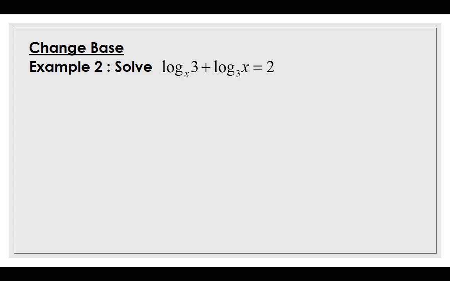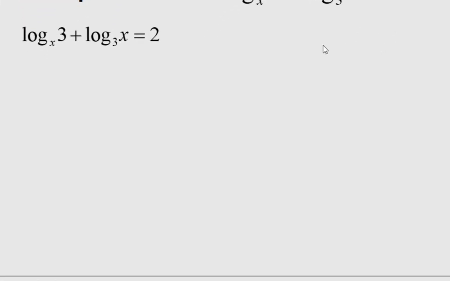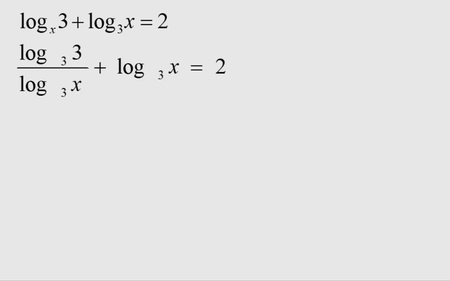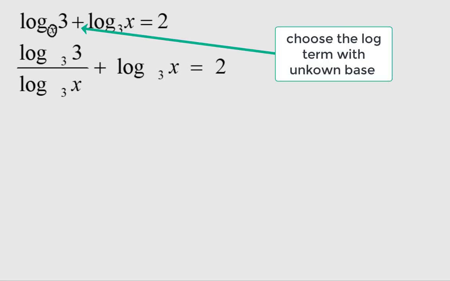Let's look at the second example, on changing the base. We have log 3 base x plus log x base 3 equals 2. Now we have two different bases here, x and 3. In order to solve equations involving log, we have to make sure that we have the same base. Then how do we change it? We choose the term with the unknown base and change it into numbers.